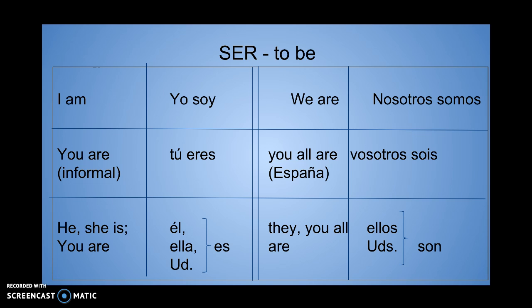I am is yo soy. You are informal is tú eres. He or she is or you are formal, él, ella, or usted es. We are, nosotros somos. You all are, in España only, is vosotros sois. And they are, or you all are, is ellos son, for they are, and ustedes son, for you all are.